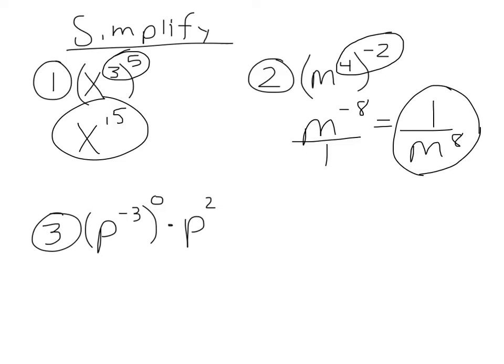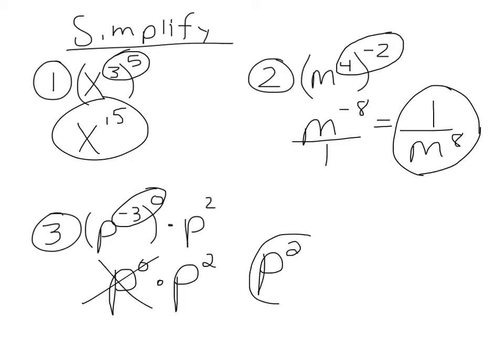All right, p to the negative third, all raised to the 0, times p squared. So first you want to do your power to a power. So we have this right here. So negative 3 times 0 gives you p to the 0 power, times p squared. Okay, well, p to the 0 is just 1, so this goes away, so you're left with just p squared is your final answer.